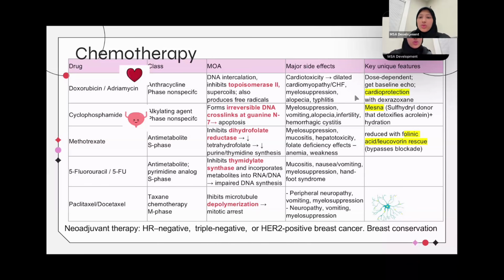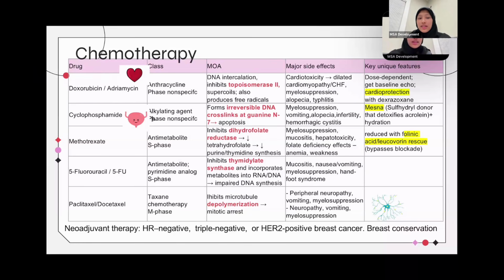What can you do to reduce this, or cardioprotect, right? There is a drug called dexrazoxane. He said he will not ask you, but it's good to know. Doxo and dexa is not that difficult, right?